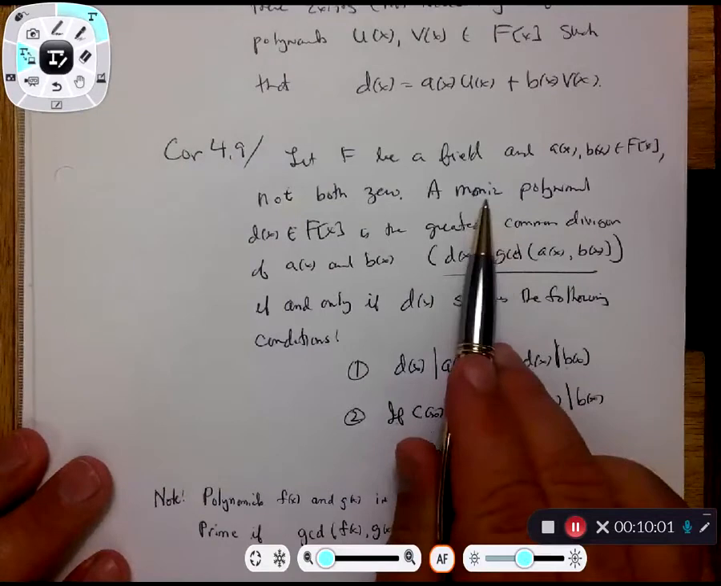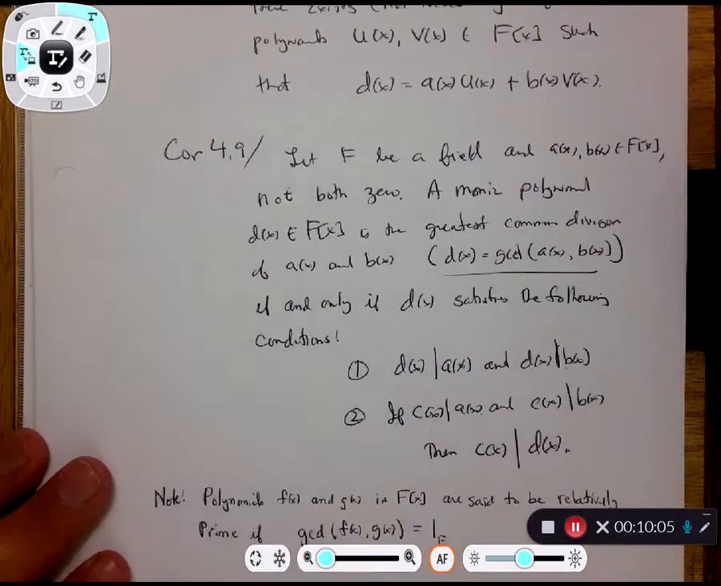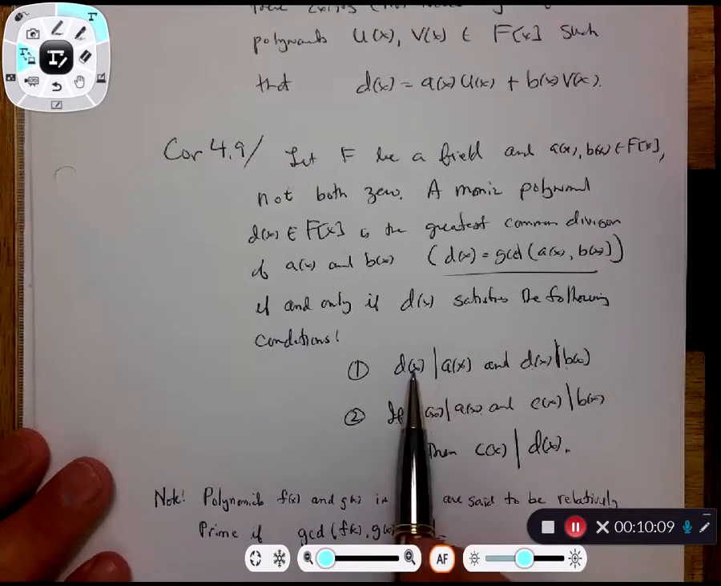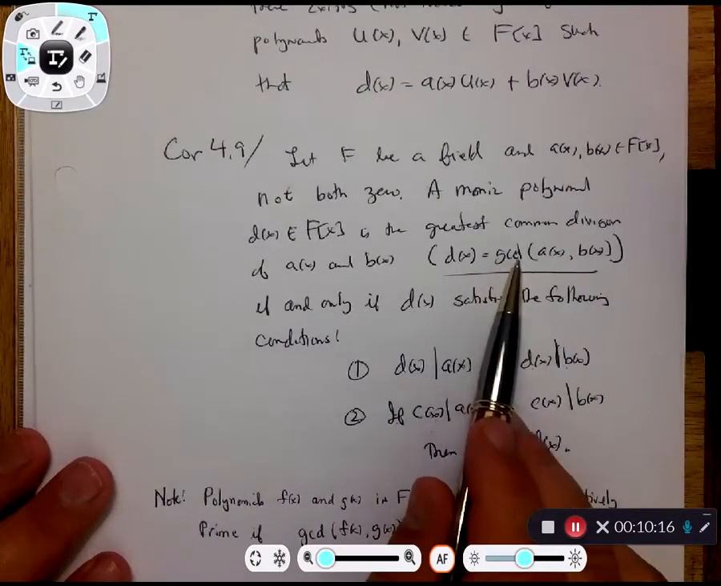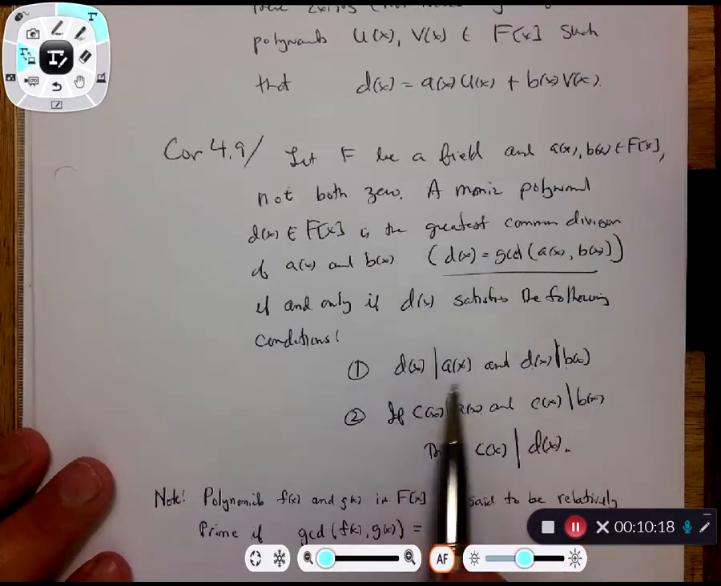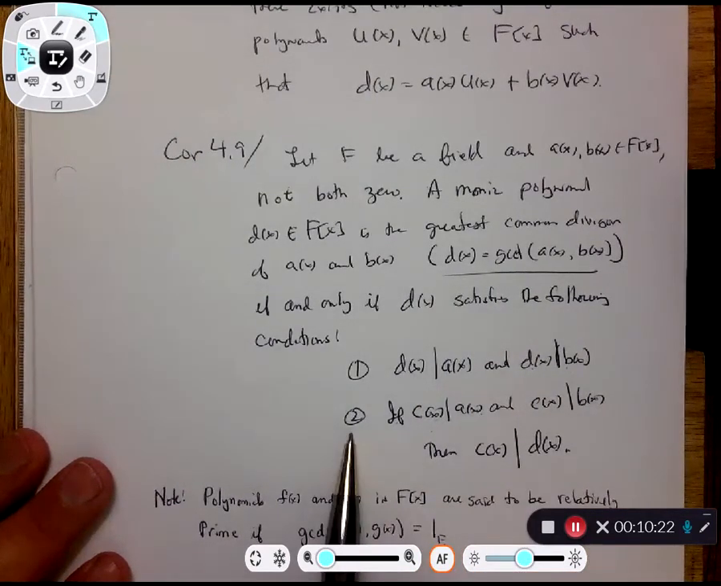Well, first it's got to be monic, okay? If and only if d(x) satisfies the following conditions. And there's two conditions. I'll use a little shorthand notation here. d(x) divides a(x) and d(x) divides b(x). That's the definition of the divides concept of GCD. It's the D part. It's the divisors. So d(x) divides a(x) and d(x) divides b(x). Part 2 gives me the greatest.